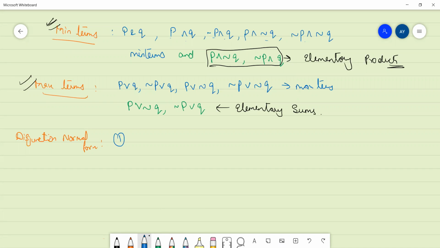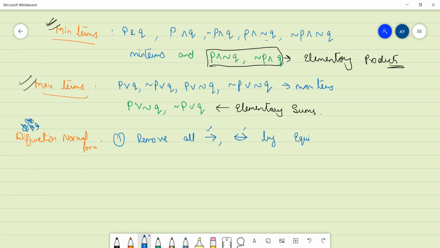The first step is to remove all, and this is a very important one, so listen carefully. You have to remove all conditionals and biconditionals. What does this mean? This is conditional. This is biconditional. So remove all conditional and biconditional by an equivalent expression.